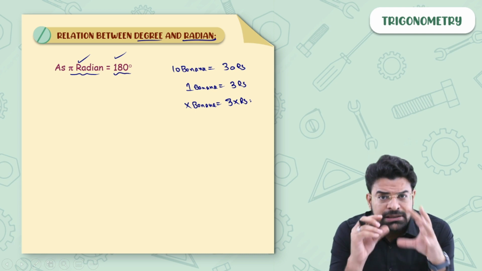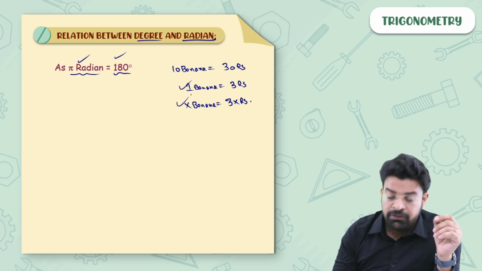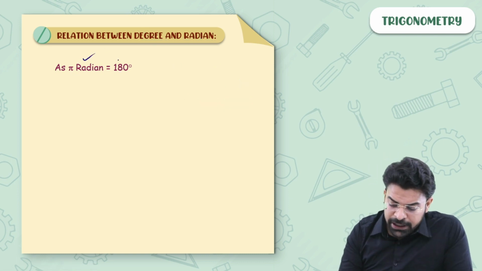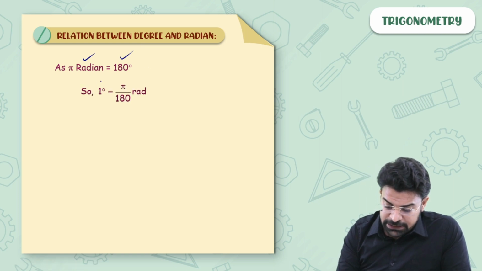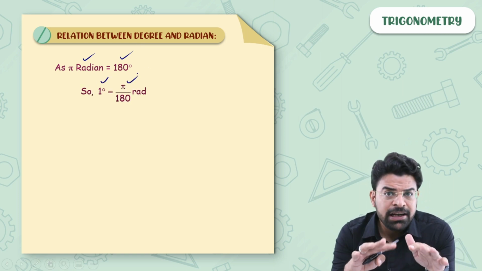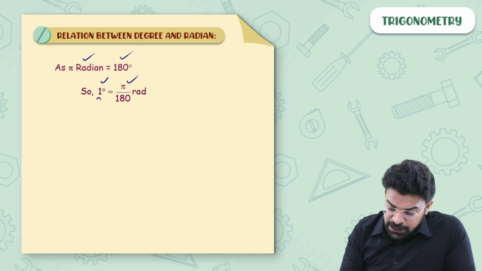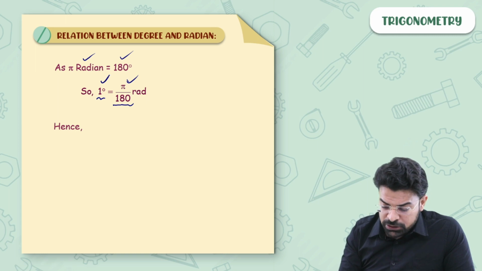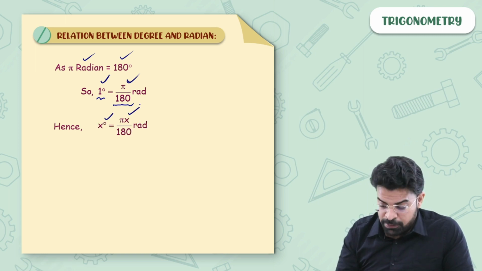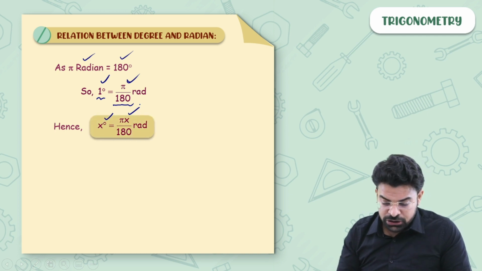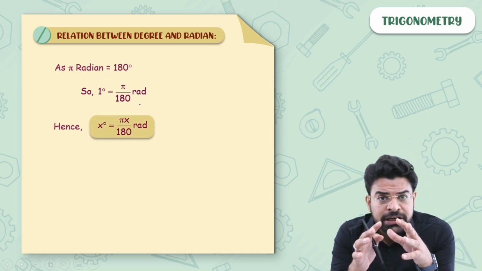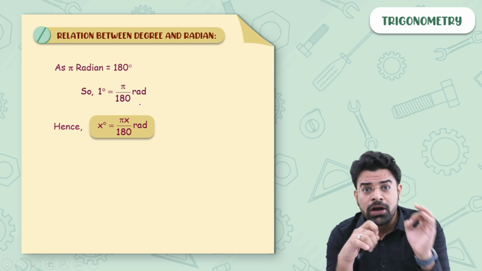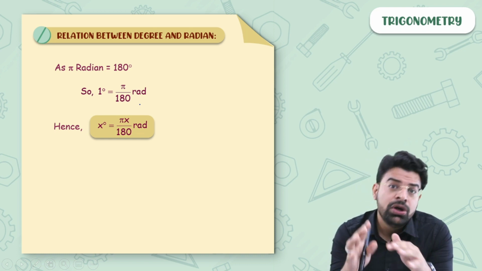So this simple utilization of the unitary method will help us to find the formula for degree to radian conversion. We know that pi radian equals 180 degree. Hence we can say that 1 degree equals pi by 180 radian, dividing both sides by 180. If 1 degree equals pi by 180 radian, then what is x degree equal to? Multiplying by x on both sides, x degree will be equal to pi into x by 180 radian. So just keep this simple formula in mind: x degree equals pi into x by 180 radian. Again, I am repeating, in the world of physics, whenever we talk about any angle, it is always in radian. So you must know degree to radian conversion.